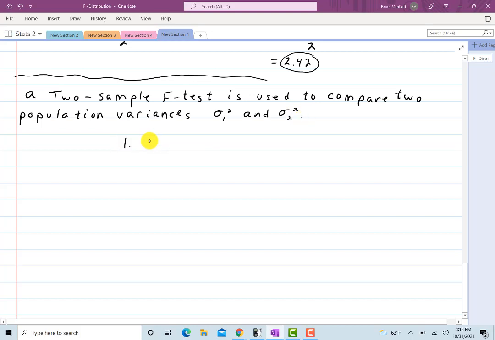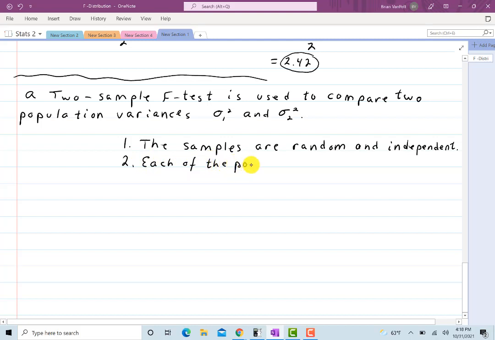So what are the things we need? The samples are random and independent. Each of the populations has a normal distribution.